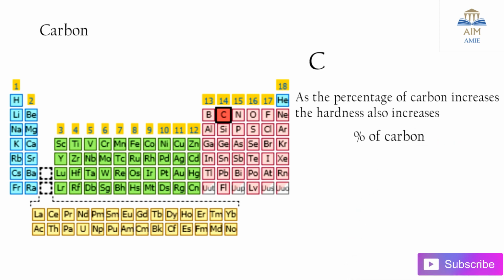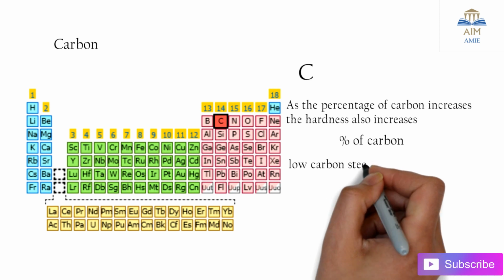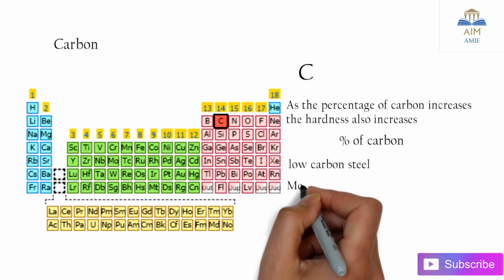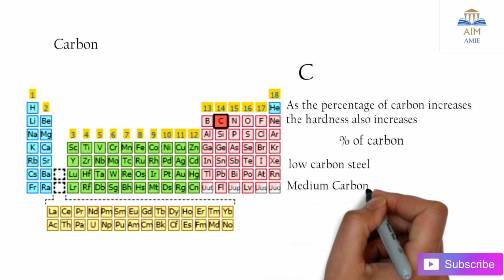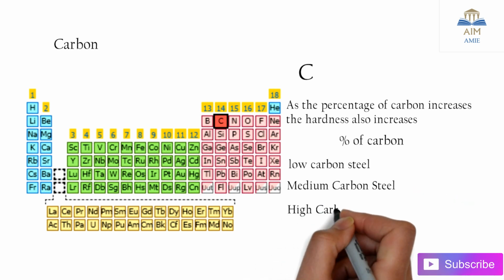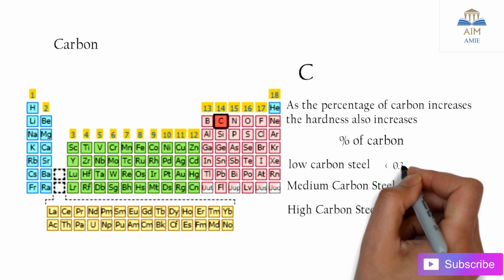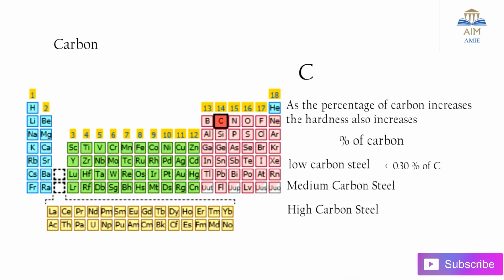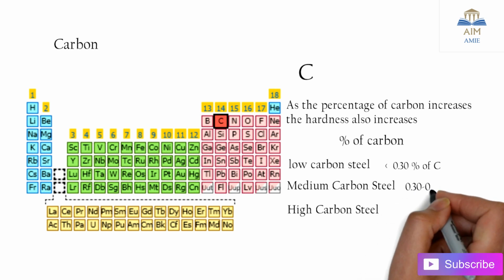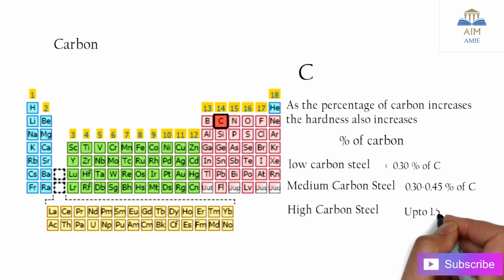There are types of steels which are segregated according to the percentage of carbon, such as low carbon steel, medium carbon steel, and high carbon steel. So let's see the percentage of carbon. In low carbon steel it is less than 0.30% carbon, whereas in medium carbon steel it is 0.30 to 0.45% carbon, and in high carbon steel it is up to 1.5% carbon.